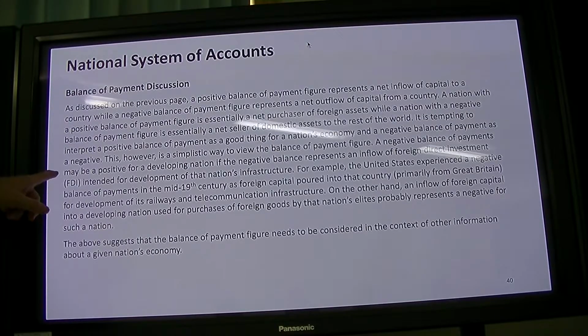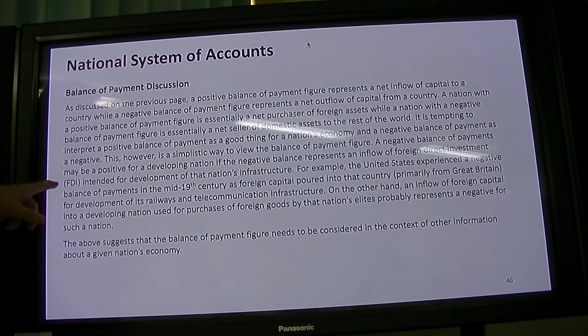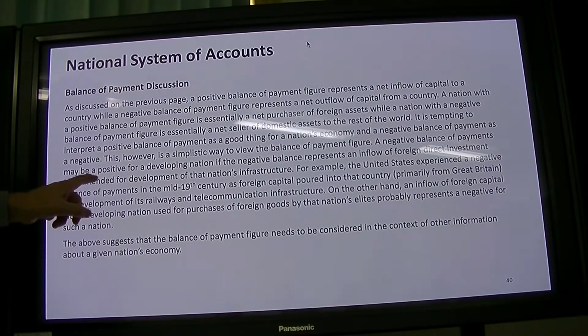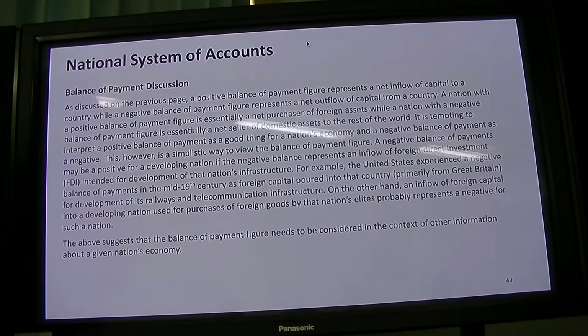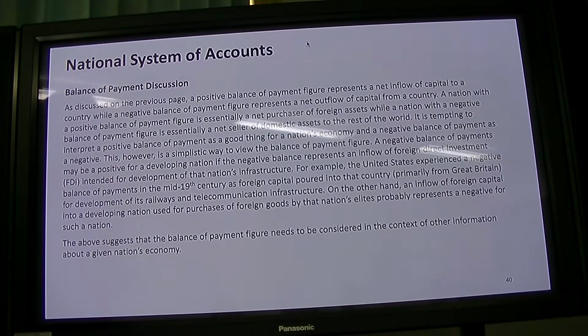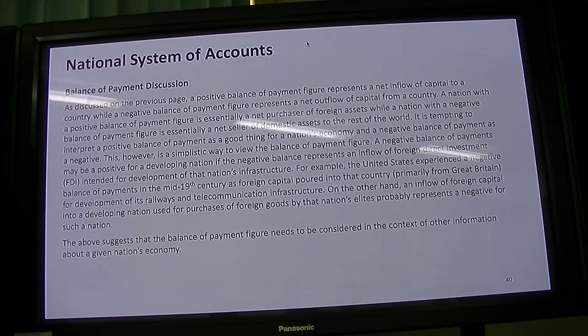The way to think about that is, for example, if the negative balance of payments represents an inflow of foreign direct investment, and we'll talk more about FDI, foreign direct investment, later in the semester, that's intended for development of that nation's infrastructure, then the rest of the world is seeing investment opportunities. They're seeing that a country is developing. They're seeing that it's worth investing in that country, and that can help that country develop.